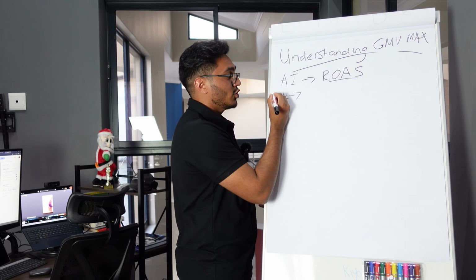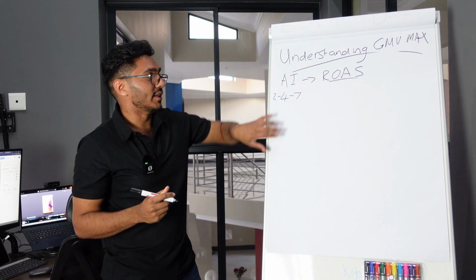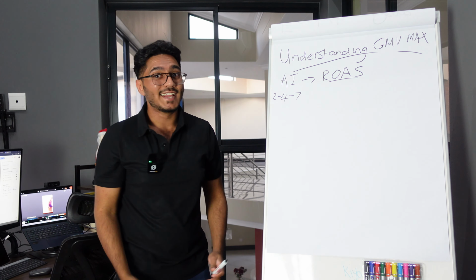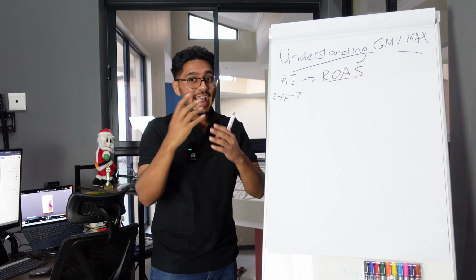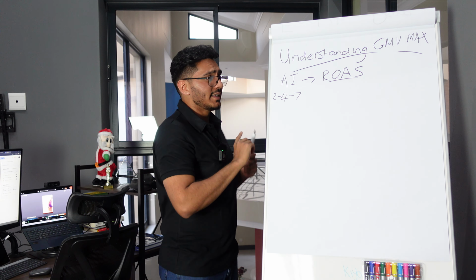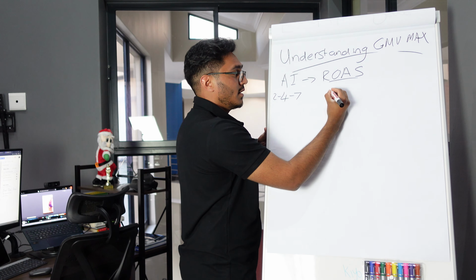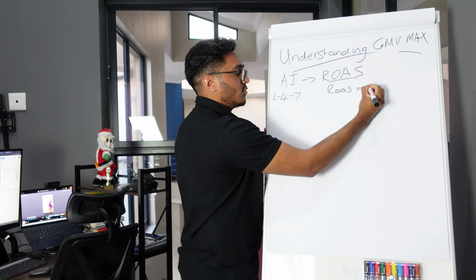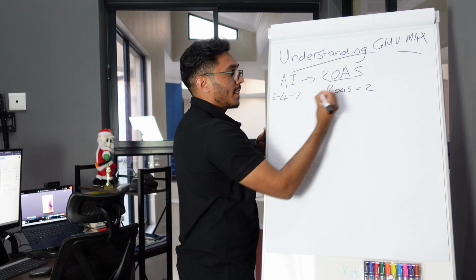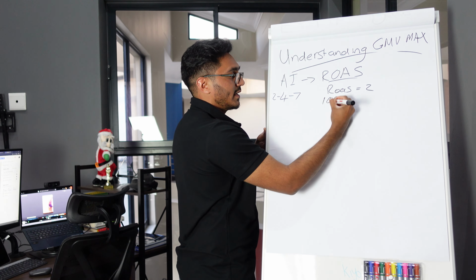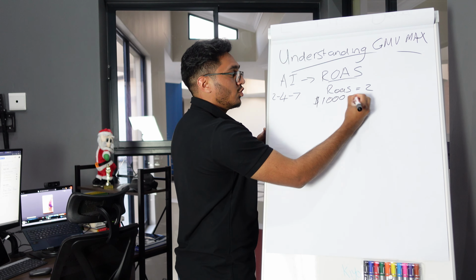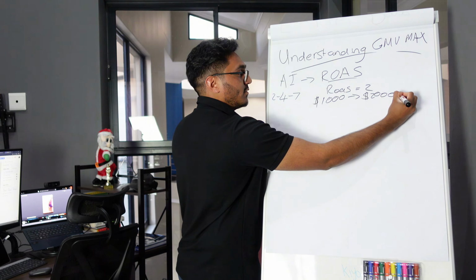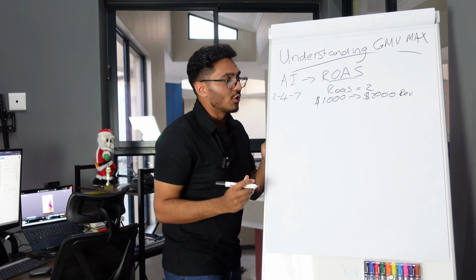Some brands have it as low as 2. Some brands have it at 7. Like I know Micro Ingredients had it quite high at 7. Other brands put it at 10. So it depends on the ad spend. If ROAS is equal to 2, then if we put in $1,000 in ad spend, it should push out $2,000 in revenue, right? That's how it works.